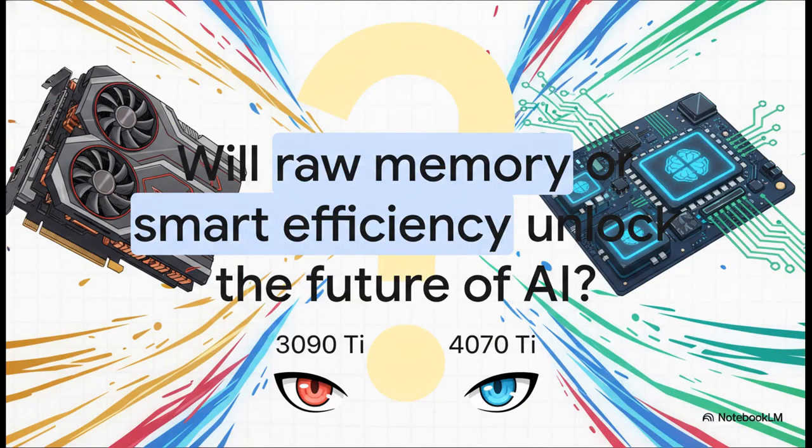And that leaves us with a final thought to chew on. This whole battle between the 3090 Ti and the 4070 Ti, this clash of brute force and smart brains, isn't just about two products. It's really a preview of the ongoing evolution of hardware design for AI. So, which philosophy do you think is going to win out in the long run?